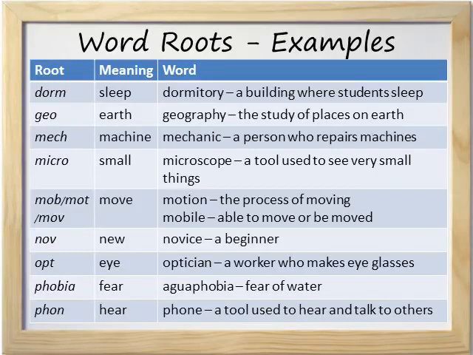The root nov means new, so the word novice is a beginner or someone doing something for the first time. The root opt means eye, so the word optician with the root opt means a worker who makes eyeglasses.